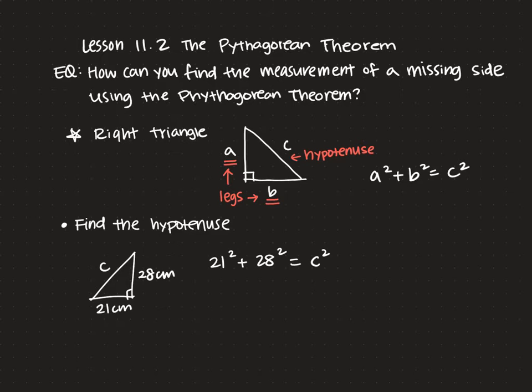So when you do 28 squared, it's 784. And when you do 21 squared, that's 441. When you add those two numbers together, you end up with 1,225. So that's going to be C squared. Now, in order to find the number that makes 1,225 when you multiply the number by itself, you're going to find the square root of 1,225. So I'm going to put a square root sign over it.